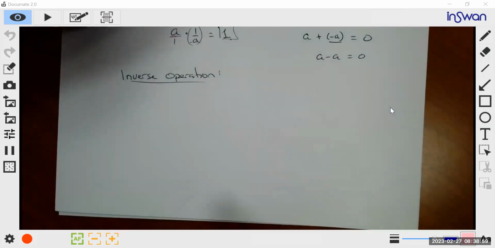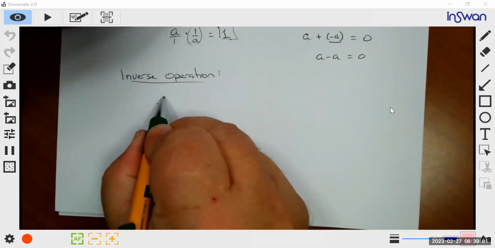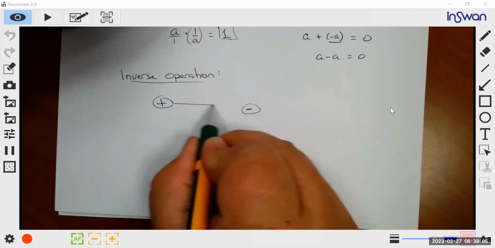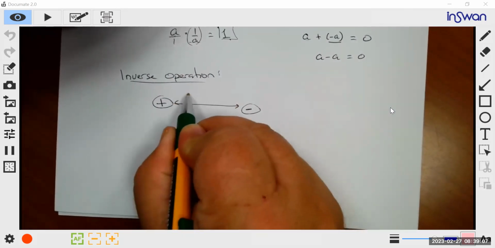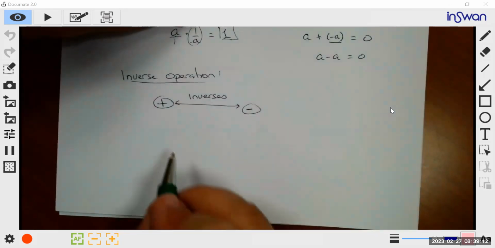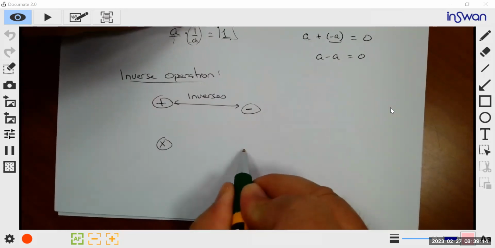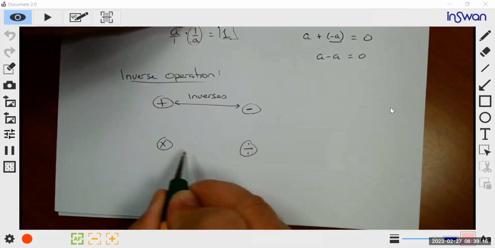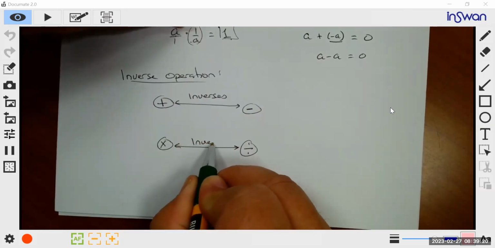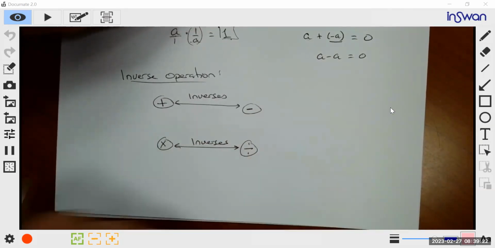Inverse operations. We have addition and subtraction. These are inverse of each other. We have multiplication and we have division. These are inverse of each other.